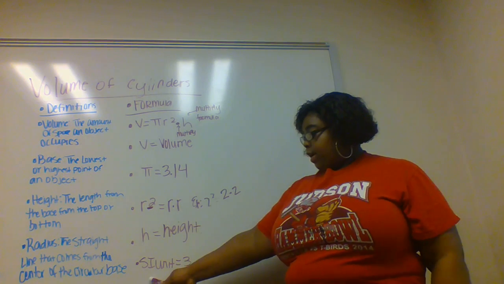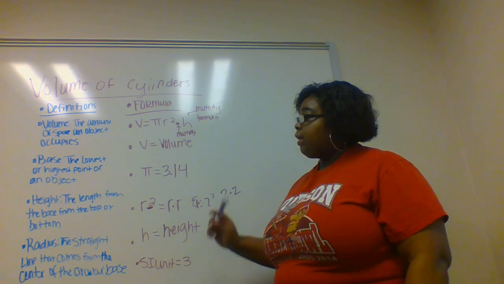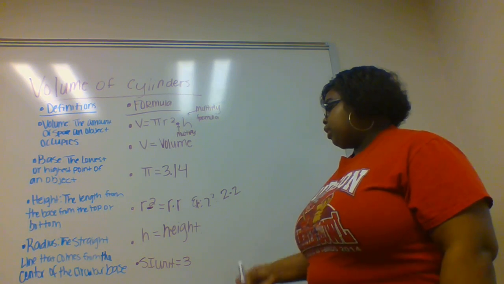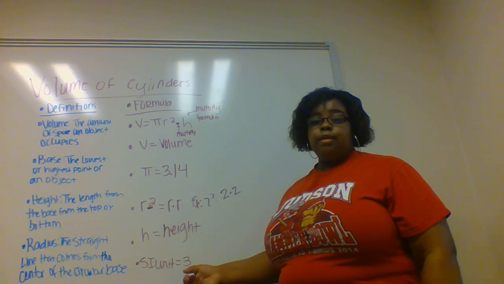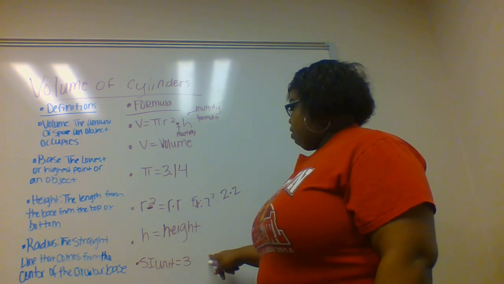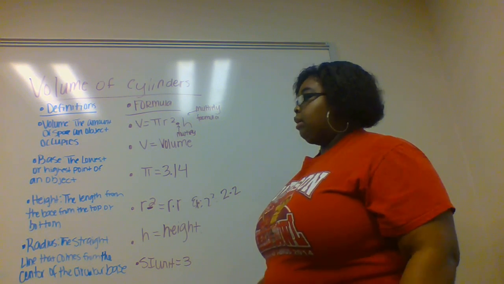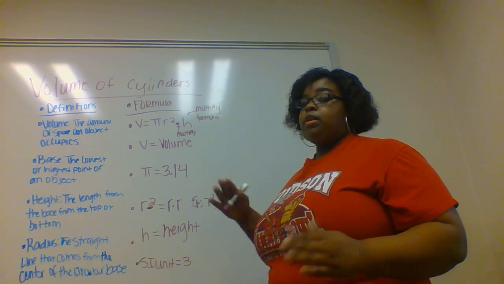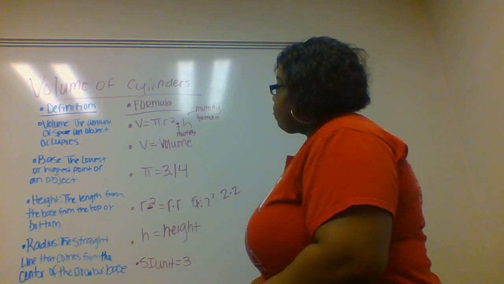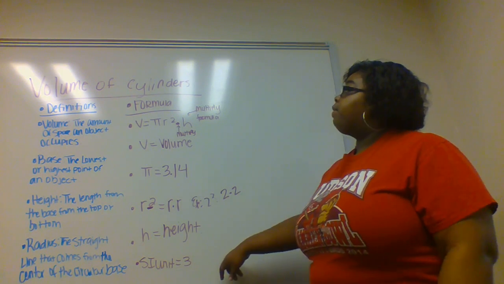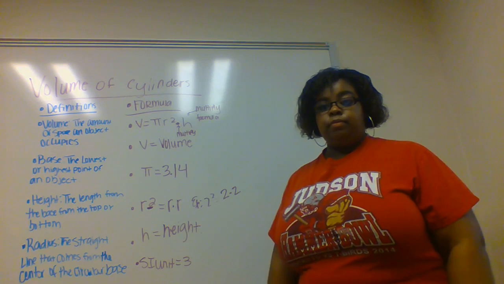And like I said before, our SI unit is actually going to be at the end of the problem for our solution. And the 3 simply means that we're going to cube the solution, which means that the solution is going to be the number and the unit cubed. Does anybody have any questions over the definitions or the formula for the volume of cylinders?